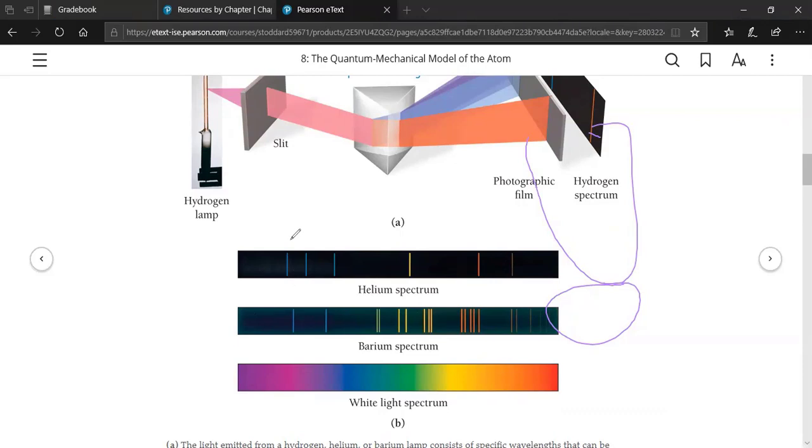So helium has a blue and a purple, like hydrogen has. It's got a red, like hydrogen has. Not exactly in the same place, but it's also got a yellow, which hydrogen doesn't have. And it has an orange, which hydrogen doesn't have. So helium has a more complicated spectrum than hydrogen. Hydrogen has one of the simplest spectrums in the visible, and we'll see why in a minute. Barium has even more colors than that.